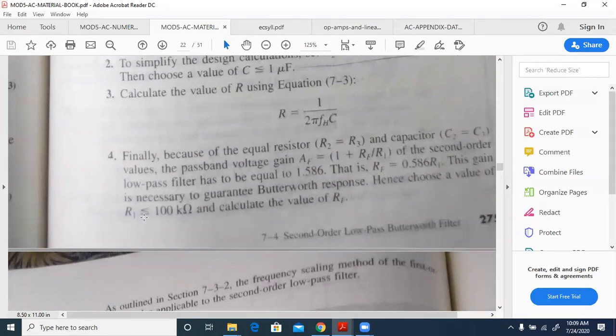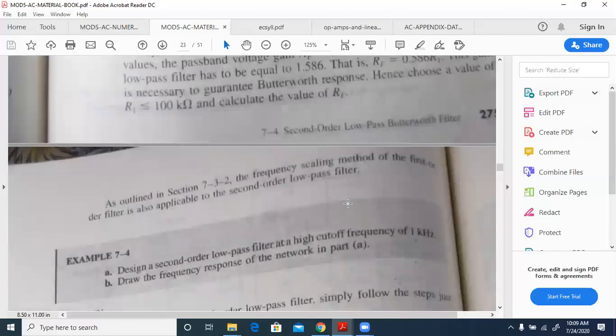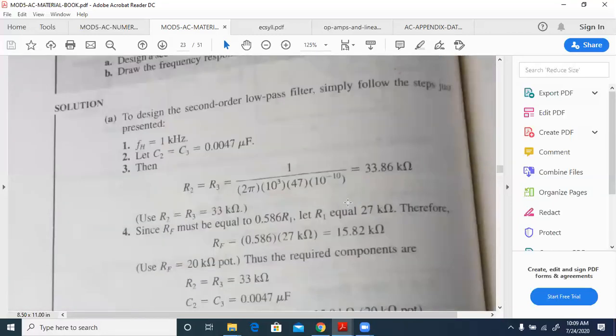So R1 should be chosen somewhere which is less than 100 kilo ohms. We have used 10 kilo ohms, and you can calculate the value of RF. So this is the process which we should consider.